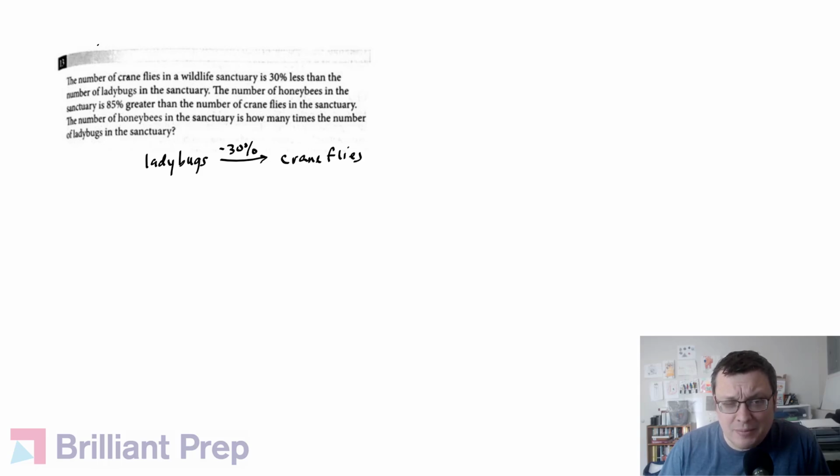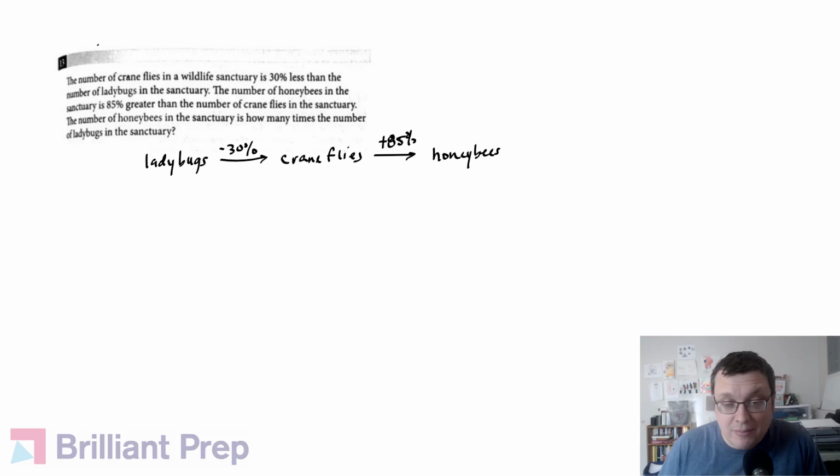Now the number of honeybees is 85% greater than the number of crane flies. So therefore, again, if I take my crane flies and I increase that by 85%, that should give me the number of honeybees. So again, just kind of drawing a picture to organize this information. The number of honeybees in the sanctuary is how many times the number of ladybugs.